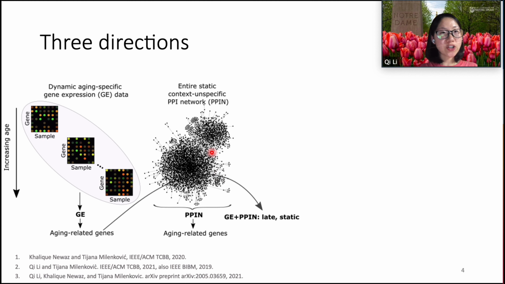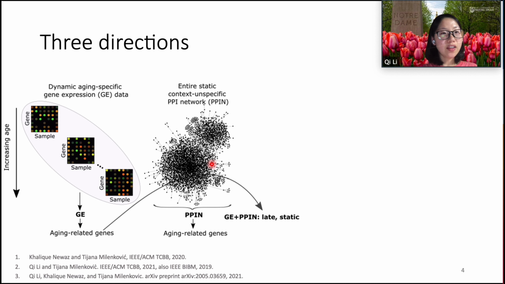The third direction is to use both aging-specific gene expression data and the context-unspecific PPI network data in the late stage. In particular, approaches from this category still use gene expression data alone to identify aging-related genes, and then they use PPI data alone simply to see which of the aging-related genes are linked to each other. So, such approaches still study the two data types in isolation from each other. In other words, they fail to integrate the two data types before predicting aging-related genes.